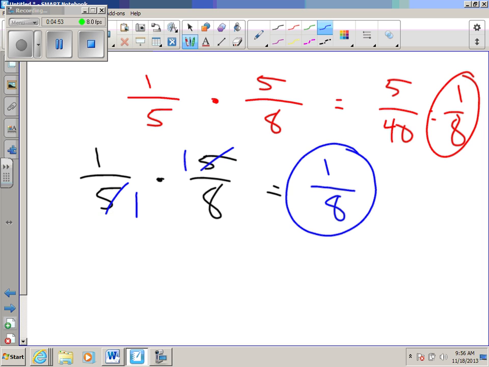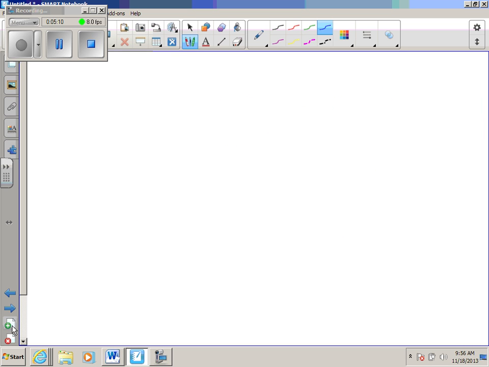Now sometimes you still will. Simplifying ahead of time doesn't guarantee that your fraction will always be in simplest form when you multiply, but you give yourself at least a pretty good chance. Okay? So let's take a look at another one. 2/9 times 3/8.